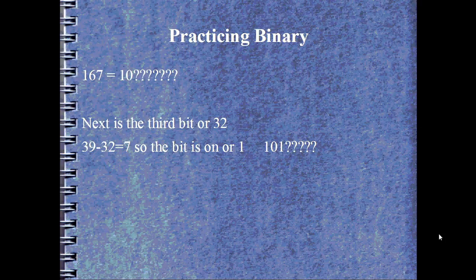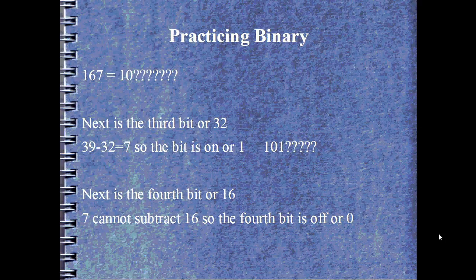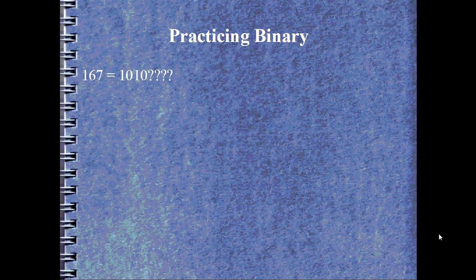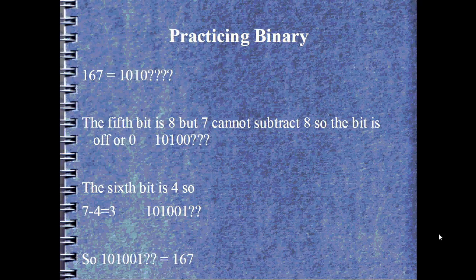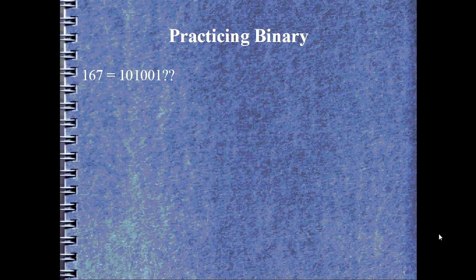The next bit is 16. 16 cannot be subtracted from 7, so the fourth bit is off, which gives us 1, 0, 1, 0. We're halfway there. The fifth bit is 8. 7 cannot subtract 8, so the bit is off, leaving us with 1, 0, 1, 0, 0, and 3 bits we're still looking for. The sixth bit is 4. 7 can subtract 4, which gives us 3, which means the bit is on. So 1, 0, 1, 0, 0, 1.